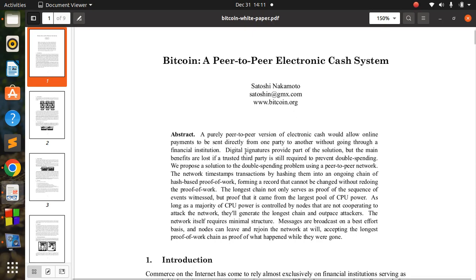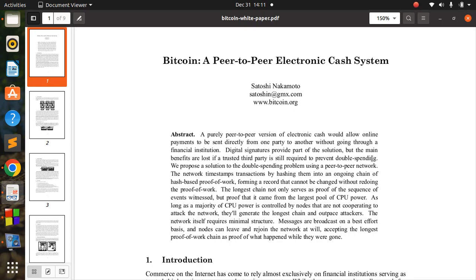So digital signatures provide part of the solution, but the main benefits are lost if a trusted third party is still required to prevent double spending. When there's a third party, you spend more. But when there's no third party, the aim of blockchain is to eliminate that third party. The third party, like we saw, is for example the banks or Western Union or MoneyGram. I explained how maybe you are receiving money from the United States into Ebonyi State, how it is done. The third party has to mediate that transaction. But blockchain aims at eliminating that third party and at making the transaction almost instant.